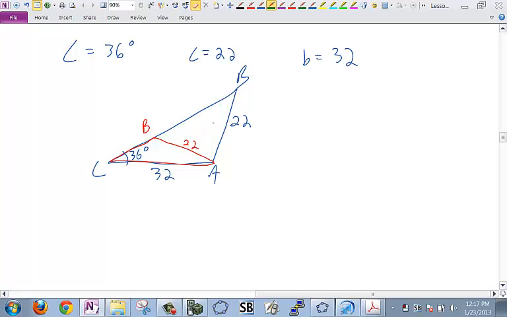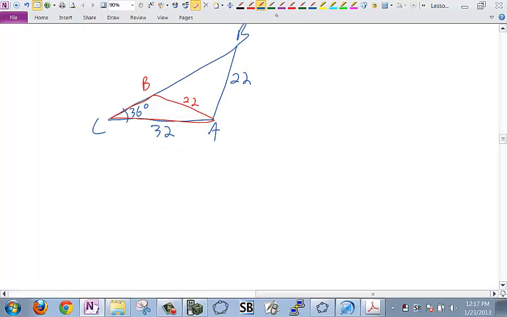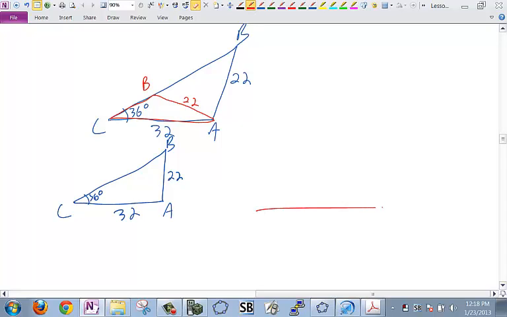Okay? So once you feel like you got an idea of what these two triangles look like, I would draw them separate. We've got the blue triangle. So here's 36 degrees. And then we have the red triangle.